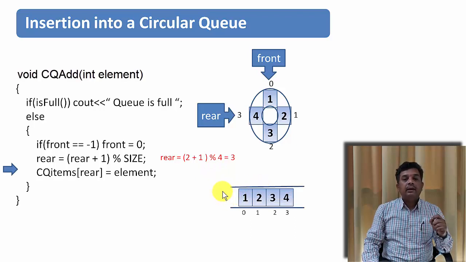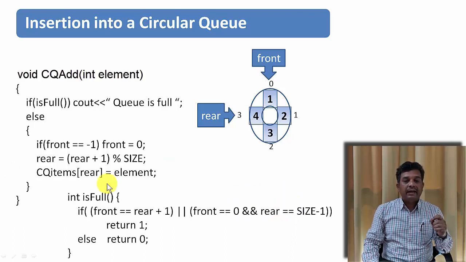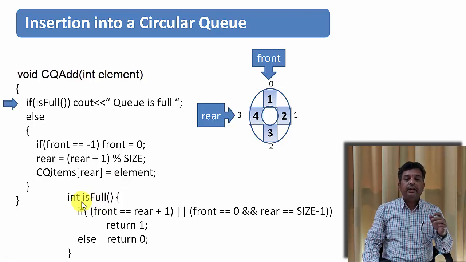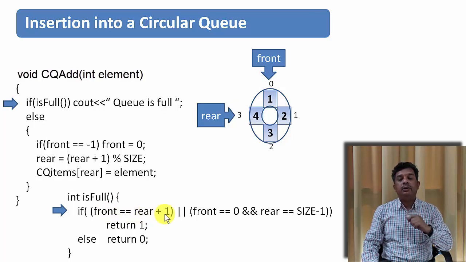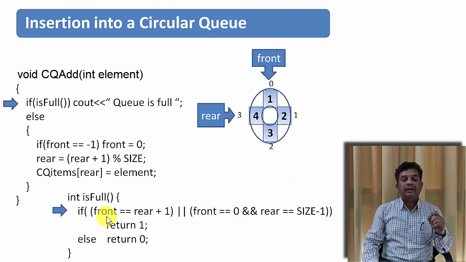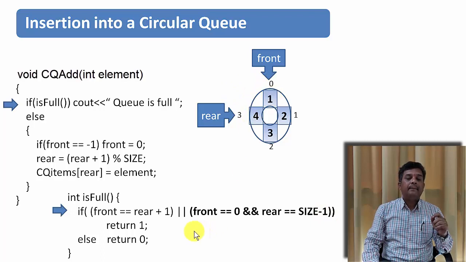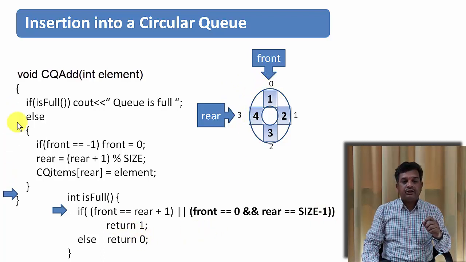Now let us see how I can check my queue full condition. When I am coming to is full, this condition will be checked: if front equal to rear plus 1, or front equal to 0 and rear equal to size -1. Here you can see front equal to 0 and rear equal to size -1. This condition is true, so it will return 1 and I'll come out of this particular if condition. So I cannot add any more element to this circular queue.